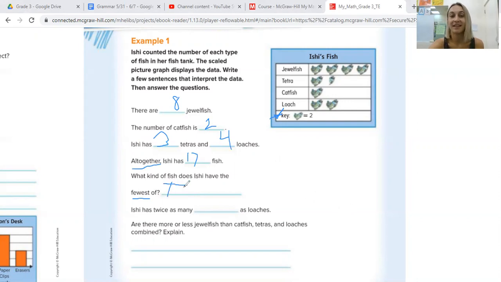Tetra. I'm not sure how to say that. I keep saying it differently. Tetra or tetra? What do you guys think? Never heard of that fish before.